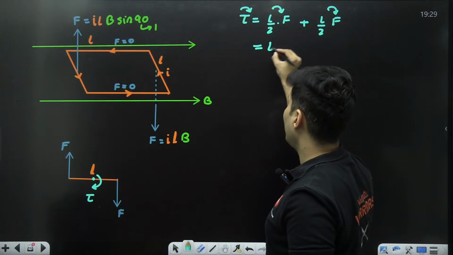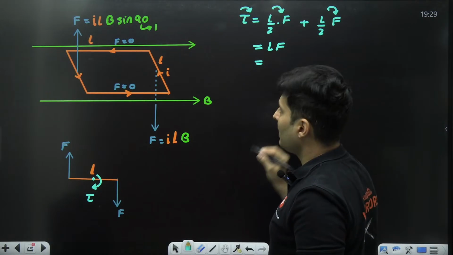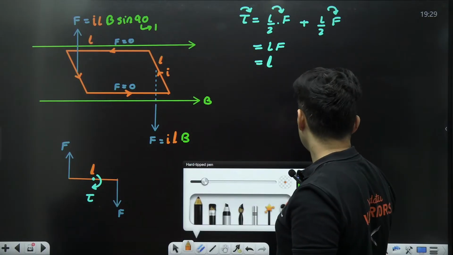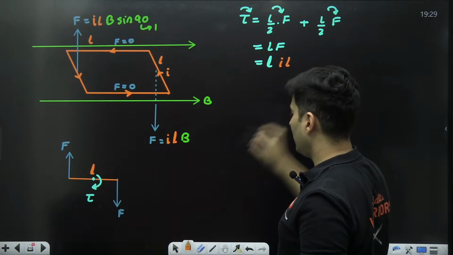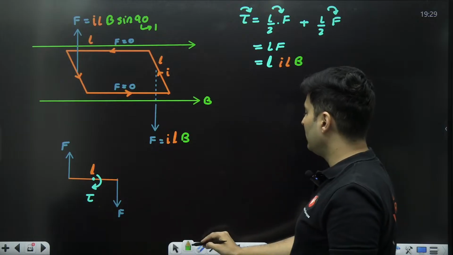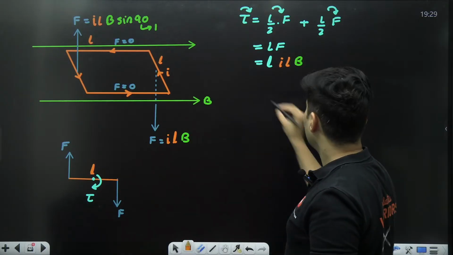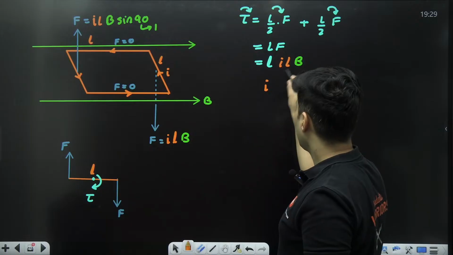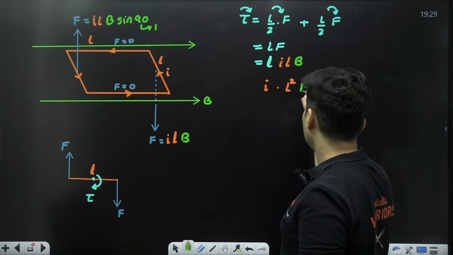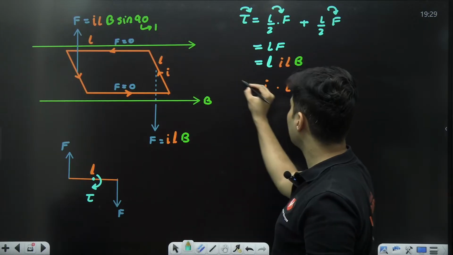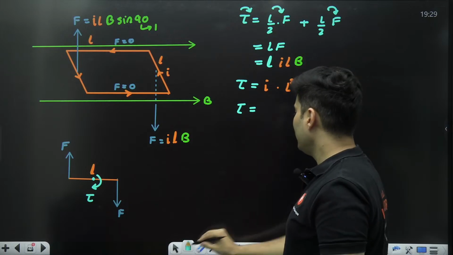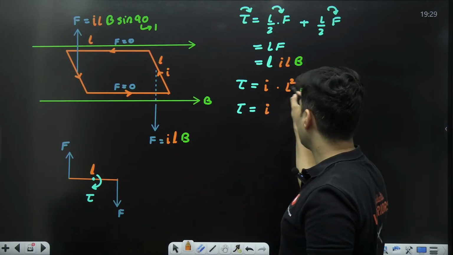So it will just be L into F. L is L only, okay. F is whatever I wrote over here, which is nothing but I, L, and then you have B over here. Now I'll just play around with this a little bit. I will just write current as it is. L into L is nothing but L square, and then magnetic field over here, and this is basically your torque. Now, next step, I will think what exactly is L square?